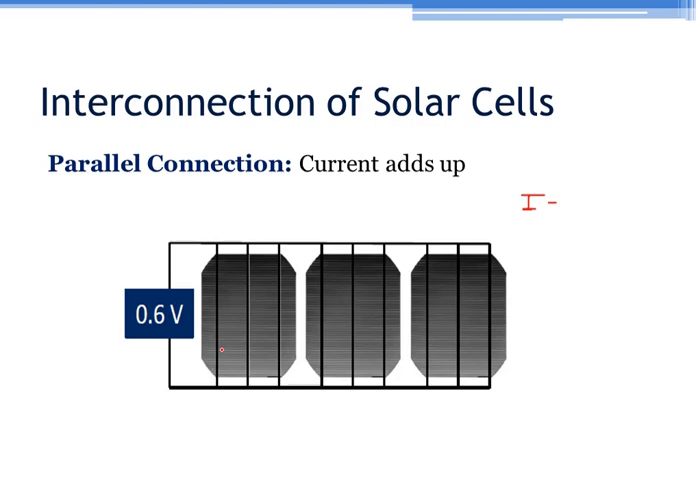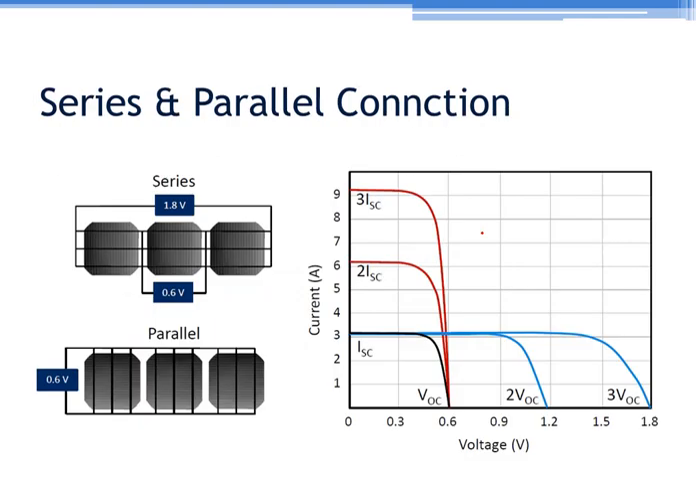So this is called series connection and parallel connection. Here the voltage will remain constant at 0.6 volt across each cell, but the total current will be the sum of I1, which is flowing in solar cell 1, I2 and I3. So these things are further explained on this graph.